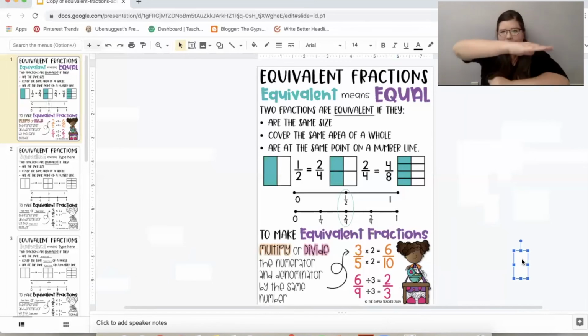Now I can't do divide this way. I guess I could, but this is the divide symbol on your computer. So that's why I was doing divide, which is also a fraction. So that's kind of fun to see that.